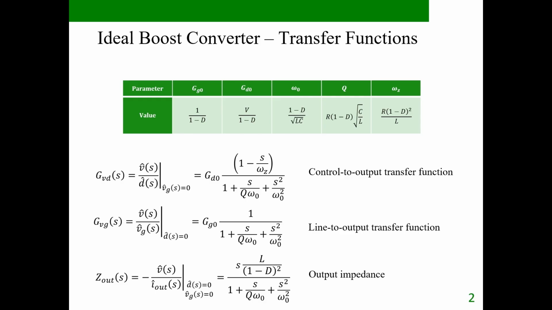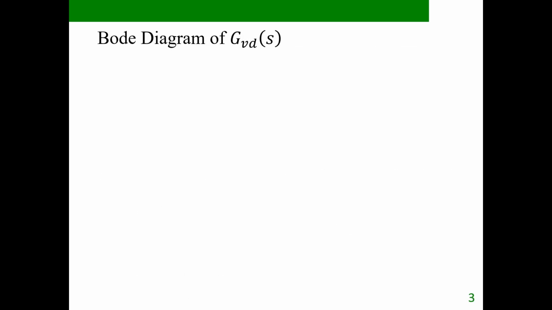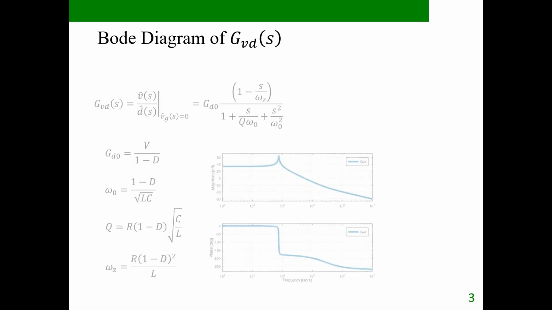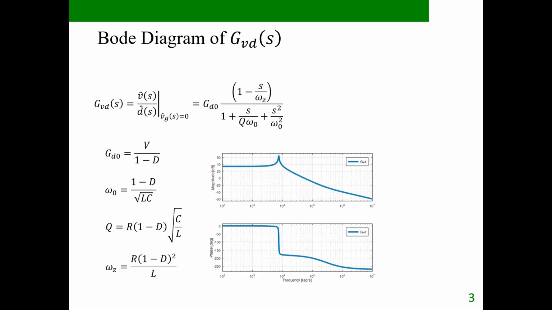On the next slide, we will look at the frequency response for the control to output transfer function, Gvd(s). Now that we have seen the analytical form of the control to output transfer function, let's look at what it actually does in the frequency domain. Here is the same transfer function from the previous slide, but now expressed through its Bode diagram using the real hardware parameters of our converter.